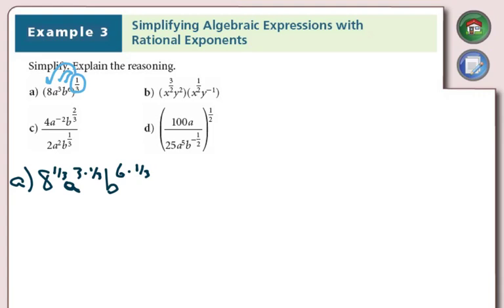A little bit of simplifying necessary. If we look at 8 to the power of 1/3, well, 1/3 exponent, same as a cube root. The cube root of 8 is 2. With the a exponents, 3 times 1/3 is 1, so we'll just have a. With the b exponent, 6 times 1/3 is 2, so we'll have b squared.